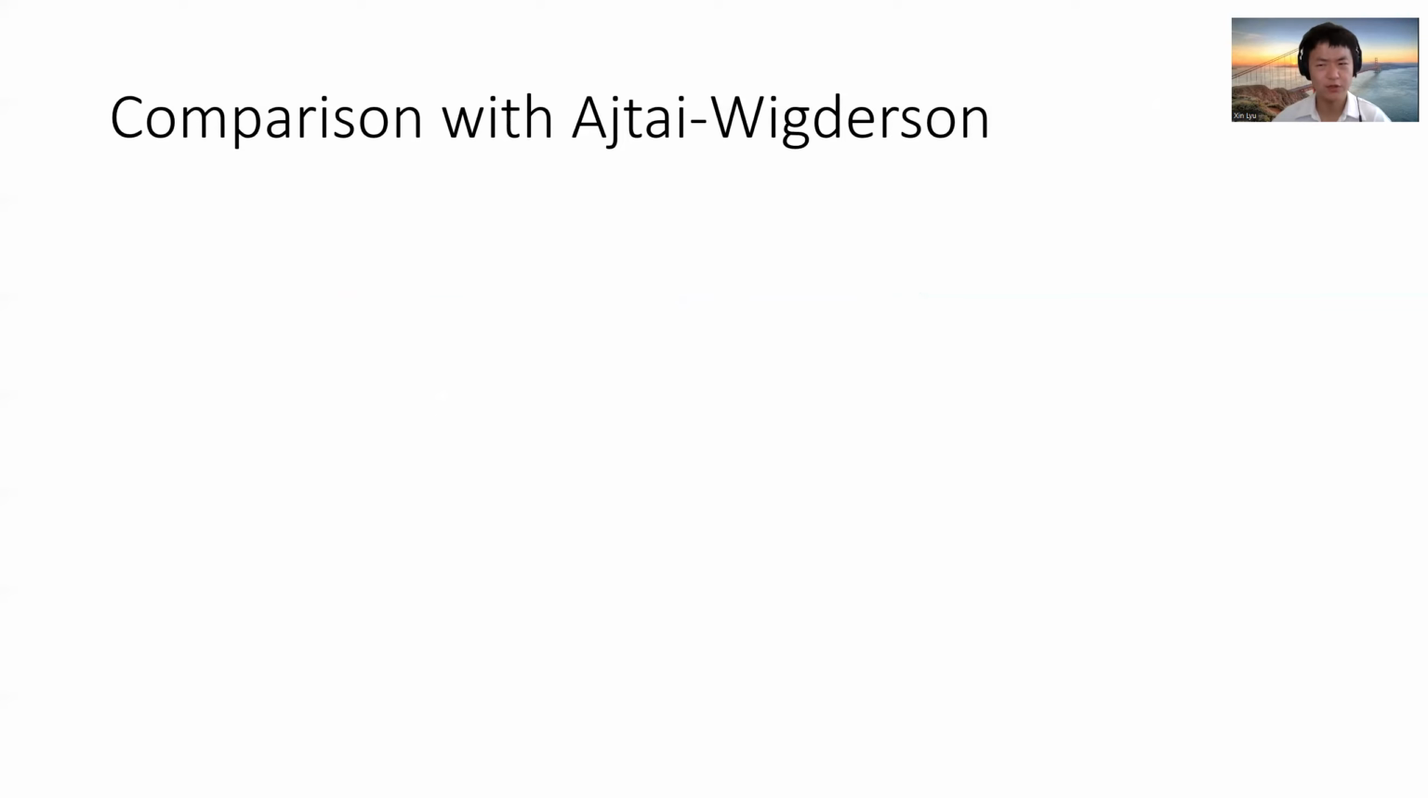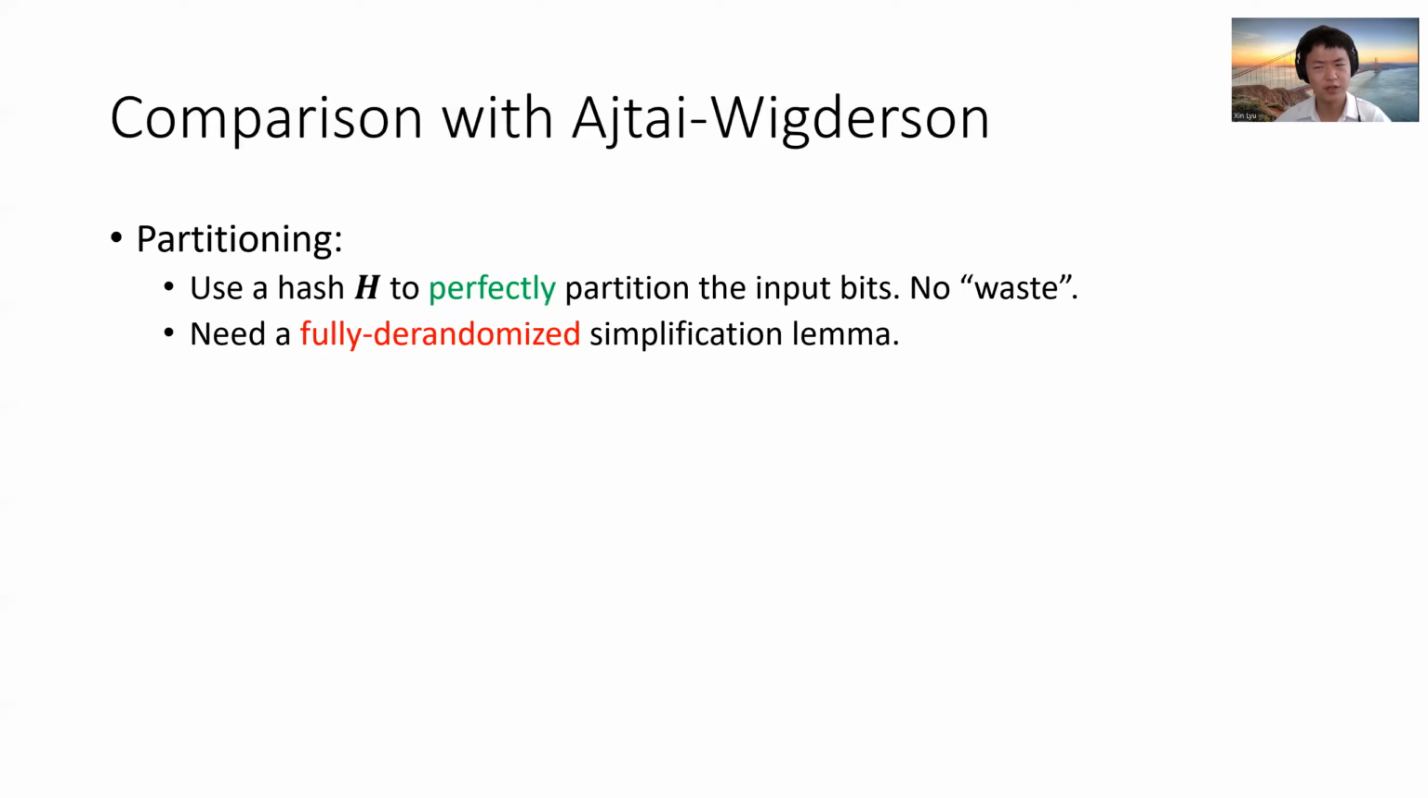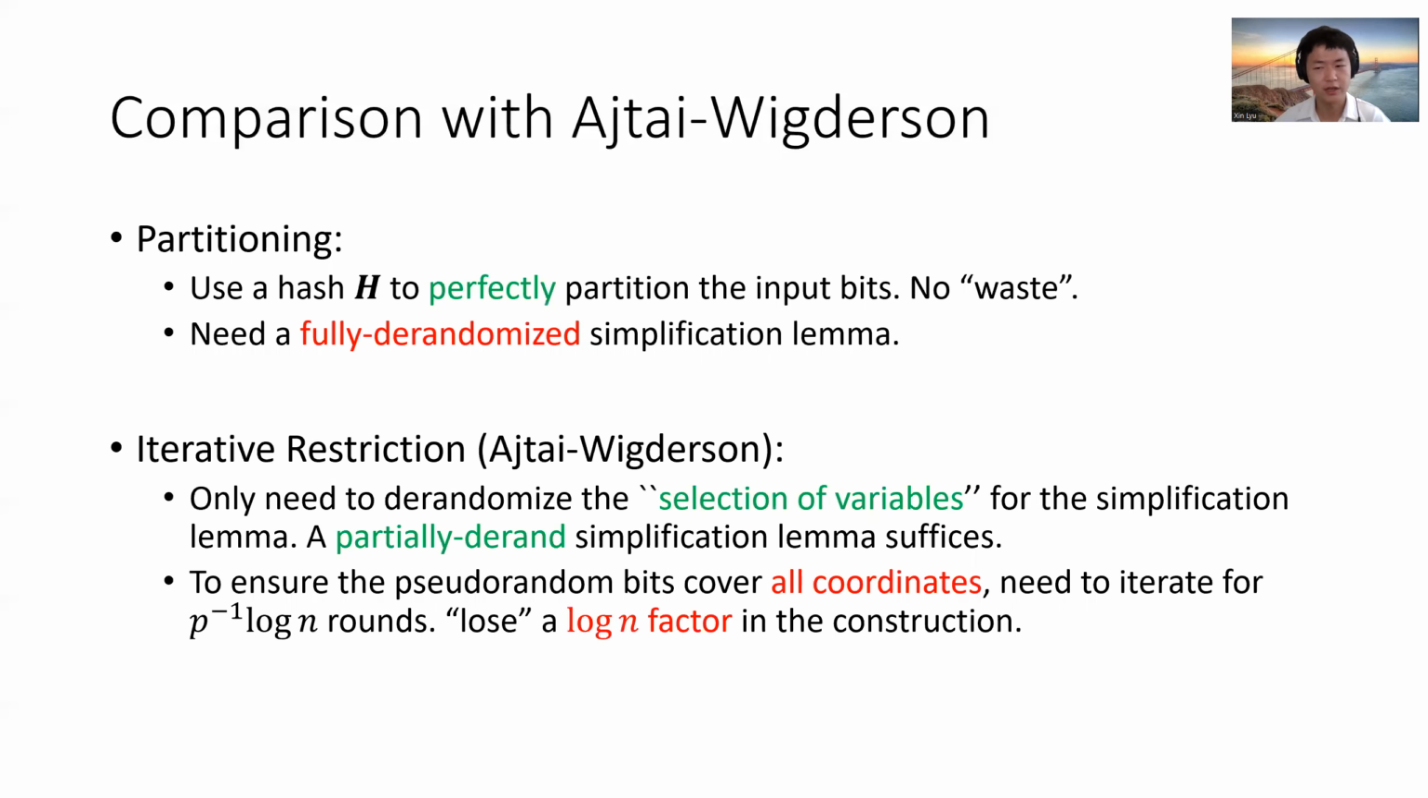Let us compare the new approach with the standard Ajtai-Wigderson approach. In this partitioning approach, we use a hash function to perfectly partition the input bits. There is no waste of randomness. However, the downside of the approach is that we need a fully derandomized simplification lemma. The iterative restriction, on the other hand, only needs a partially derandomized simplification lemma. However, it loses a log n factor in the construction because it needs to iterate for log n over p rounds.